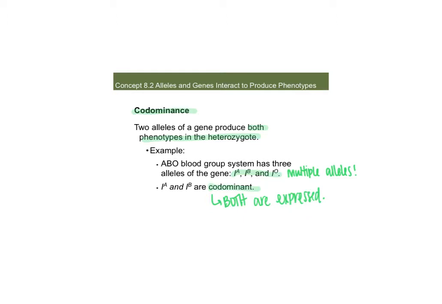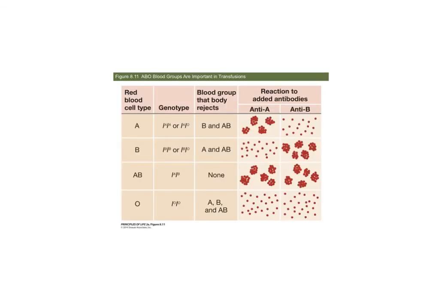Codominance makes me think of co-teachers or co-pilots. They're both going to be there. So in this table, we can see that there are A surface proteins, B surface proteins, or no surface proteins. When you have the AB group, that means that they're going to express both A and B surface proteins.